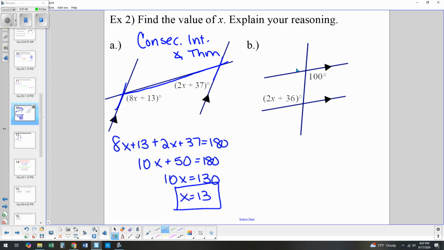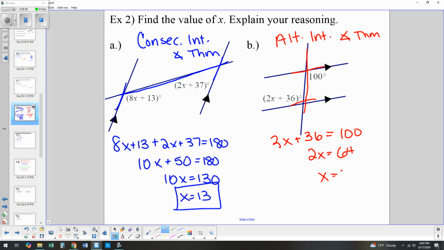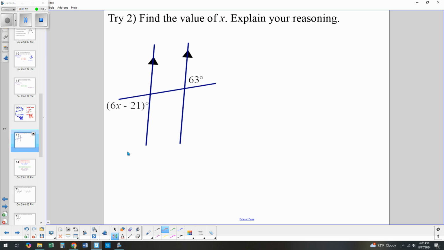For our second problem, they're both between the lines again, but if I look at the transversal, they're now on opposite sides. So this would use the alternate interior angle theorem, and alternate interior angles are going to be congruent, so we're going to set them equal. That's a horrible 2, but we're going to move past it. So 2x plus 36 equals 100. Subtract the 36, so 2x equals 64. And when we divide by 2, x is 32. Here's a try problem. Pause if you'd like. Answers are posted online.